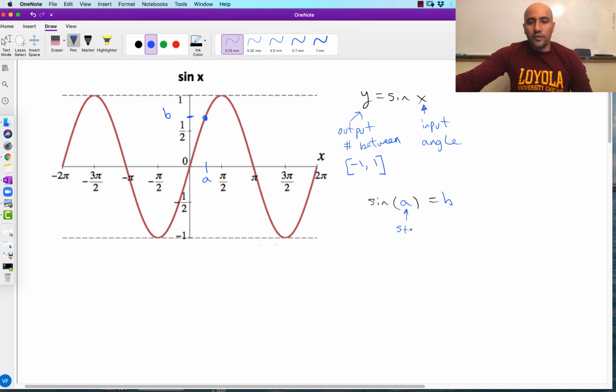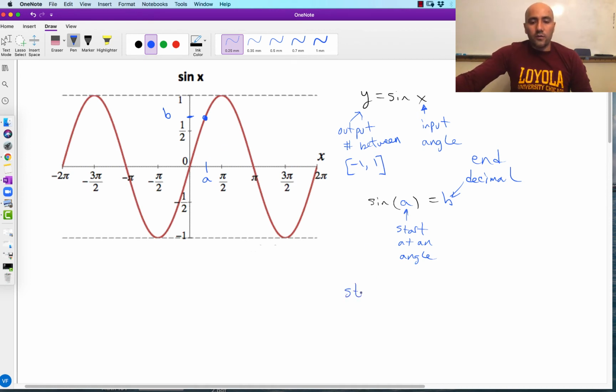We normally start here at an angle, and we get an output here, which is some decimal number. This is the normal direction that we normally work with a sine function. And every single angle that we input is going to result in exactly one unique decimal output, something between -1 and 1. But now if we want to go in reverse, we want to start off with the b, right?